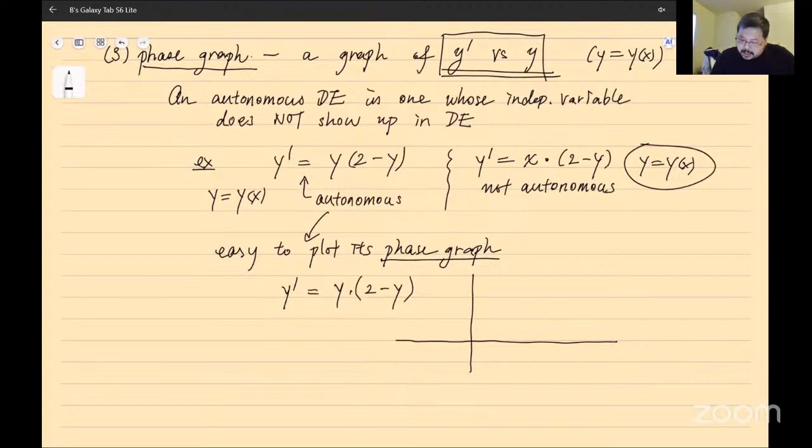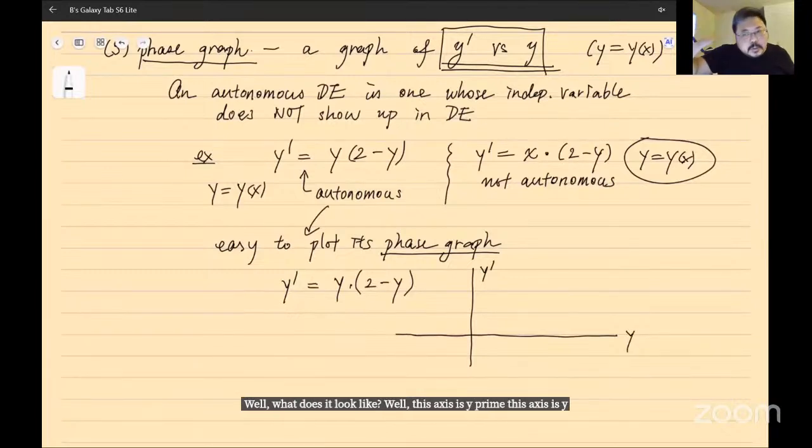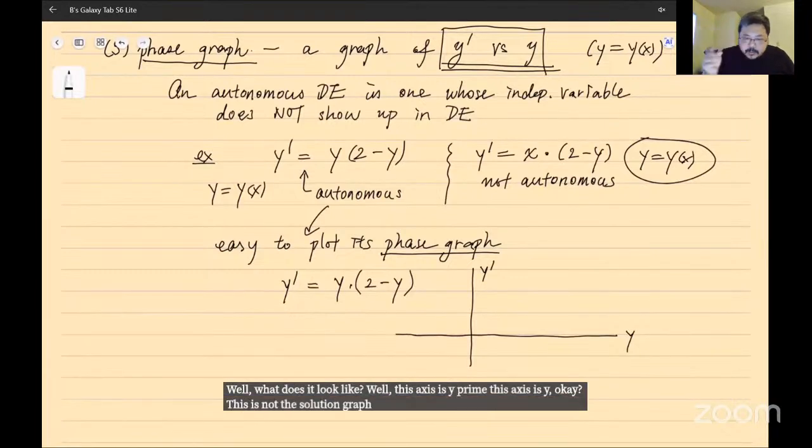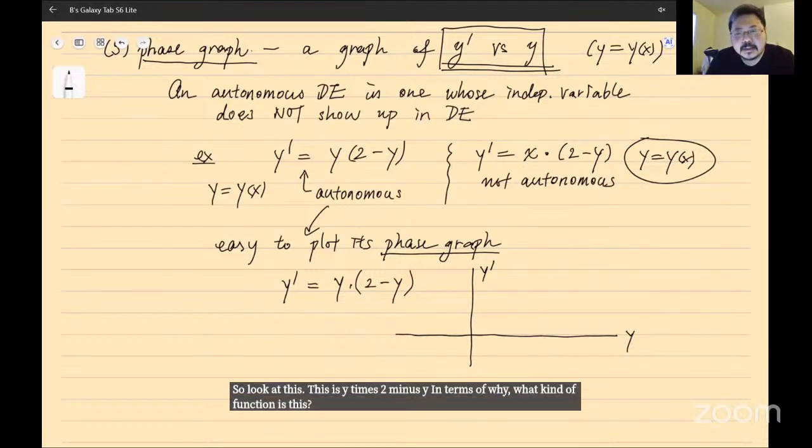Well, what does it look like? This axis is y prime, this axis is y, okay? This is not the solution graph, okay? It's y prime versus y. So think of y prime as a function f of y. What kind of graph do we get? Look at this, y times 2 minus y. In terms of y, what kind of function is this? What kind of shape is this? Can you tell me?